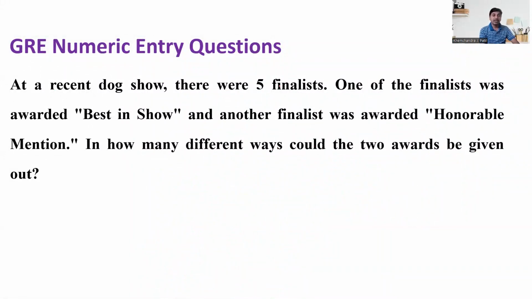Okay, let us take this question now. At a certain dog show, there are 5 finalists. One of the finalists was awarded best in show, and another finalist was awarded honorable mention. In how many different ways can these two awards be given? This is a question of permutation and combination. Now, one finalist out of 5 will be selected first. Whenever there is a selection, we use combination. After selecting one best in show, how many are left? 4. And out of these 4, one will be selected for honorable mention.